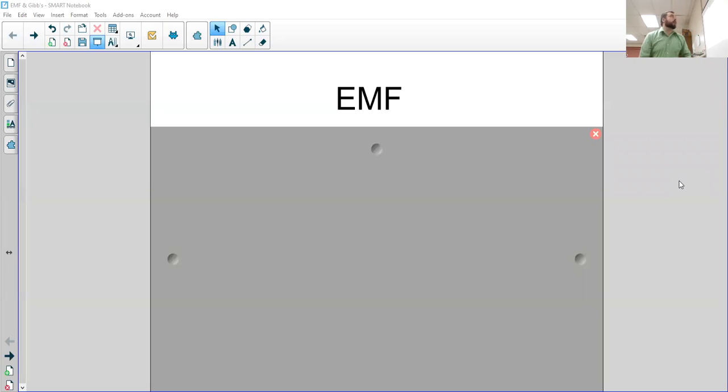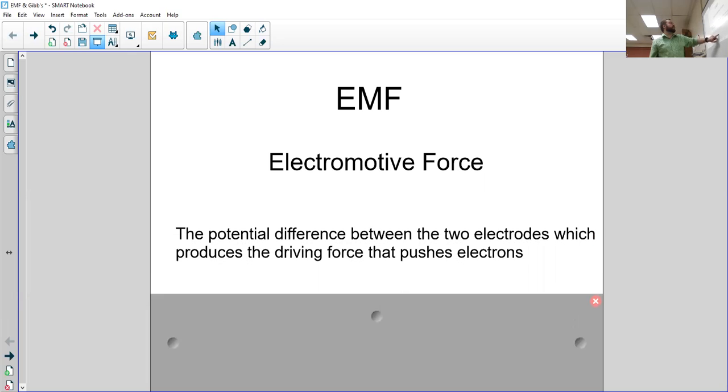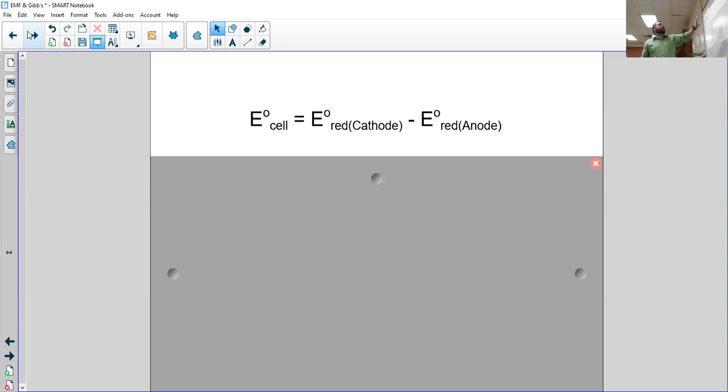All right, today we're going to be talking about EMF and Gibbs free energy. So EMF we'll start with is electromotive force. What an electromotive force is, is the potential difference between the two electrodes, which produces the driving force that pushes electrons. We see that creates a voltage.